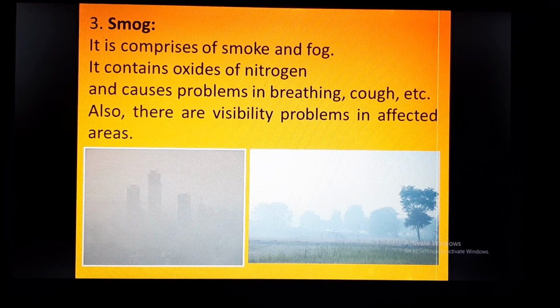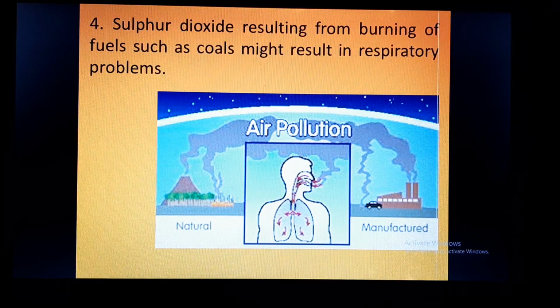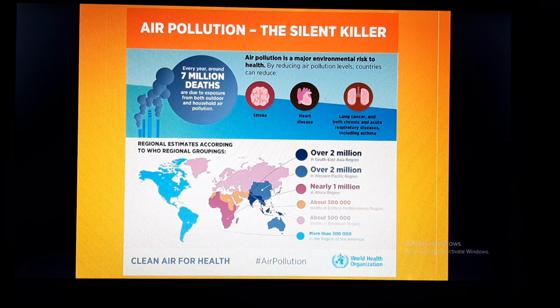So during winters you must have observed this smog where the visibility problems are there and therefore trains run late, traffic is much higher on the roads. So sulfur dioxide resulting from burning of fuels such as coal might also result in respiratory problems in humans. So air pollution is a silent killer and it is the major environmental risk to health. Every year around 7 million deaths are there due to exposure to both outdoor and household air pollution.